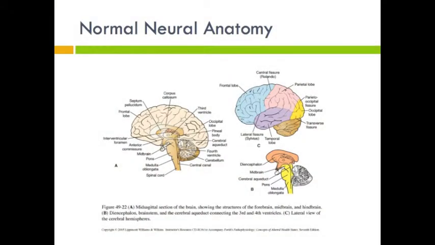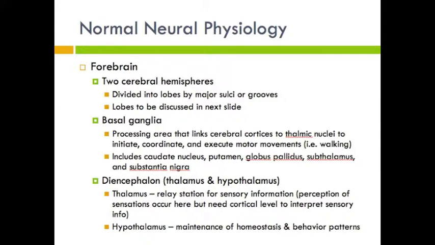Schizophrenia versus bipolar disorder. To review, this is the normal brain anatomy. Let's go over the normal neurophysiology. The forebrain is broken down into two cerebral hemispheres, the basal ganglia and the diencephalon. The two cerebral hemispheres are divided into lobes by major sulci or grooves.